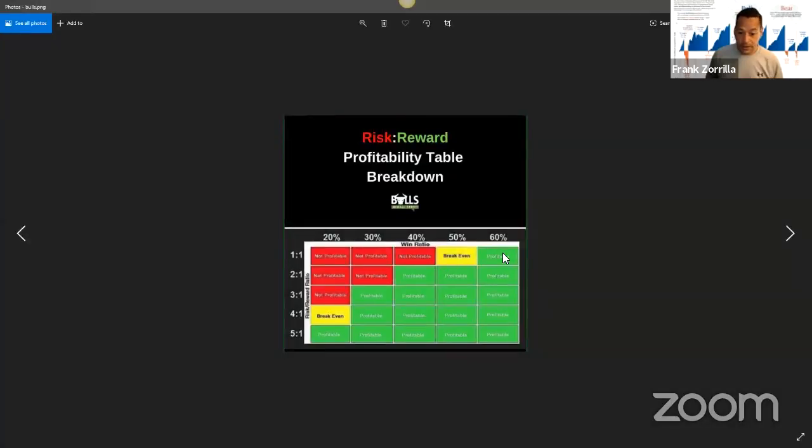You got a 60% win ratio. You can make 100 for every 100 that you lose, and you're going to be profitable. You're going to need a lot of trades, but you're going to be profitable. If you're able to catch big winners, then like 4-to-1, you can be profitable 30% of the time. If you can catch huge winners, you can be profitable 20% of the time.